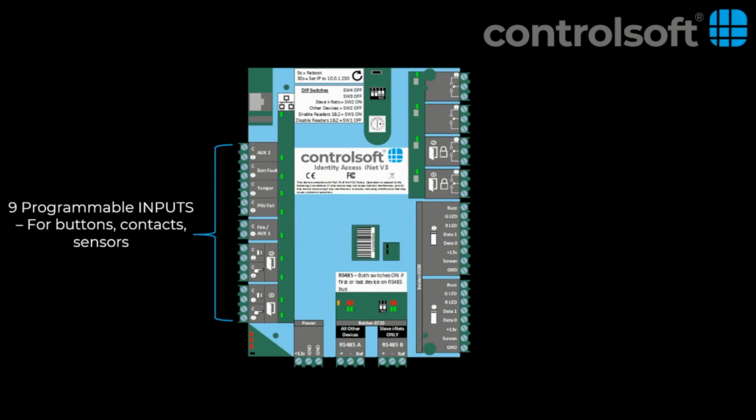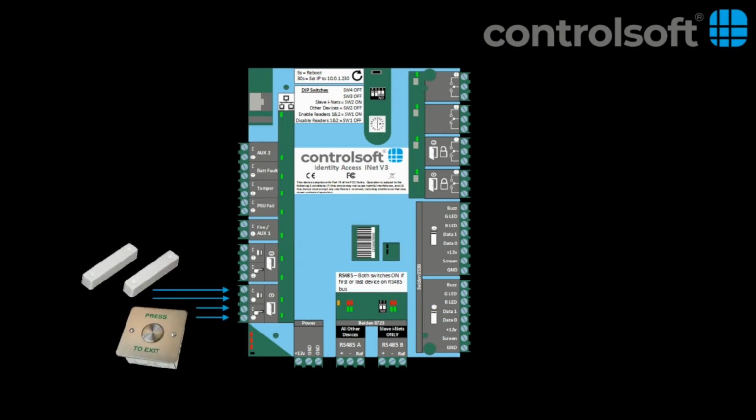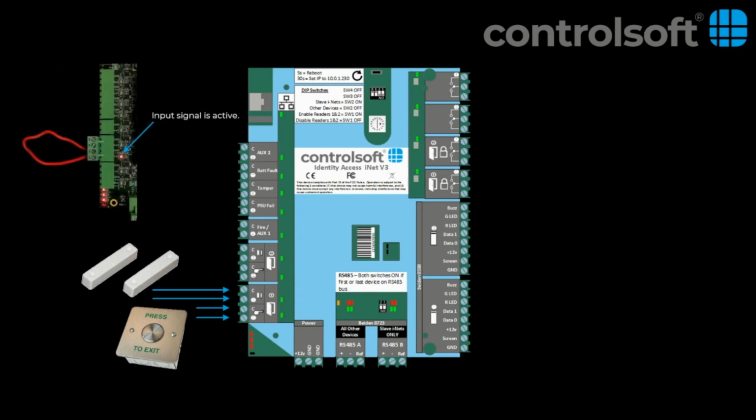Below the LAN connection, you will see a set of input connectors. There are 9 available inputs on the version 3 iNet controller. Inputs 0 to 3 are where we connect our request to exit and door contacts for door 1 and 2. Triggering each input will illuminate the adjacent LED in red. This means that you are able to check the input is operating correctly.